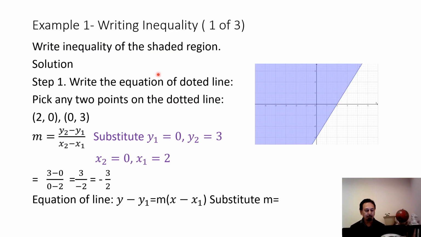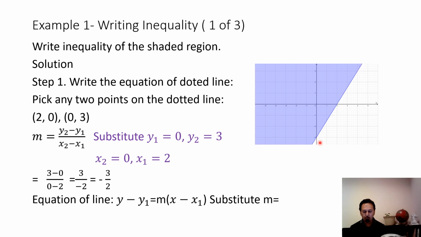Okay, example 1. We're going to write an inequality for this shaded region. As you can see, there is a dotted line and all the shade is above the dotted line. First we're going to write the equation of this line.